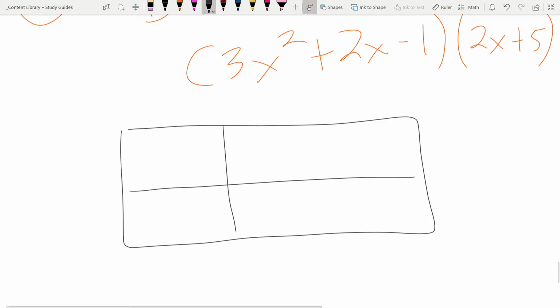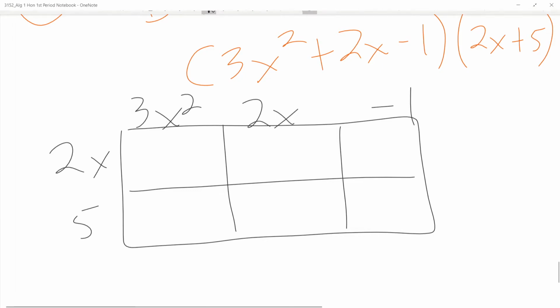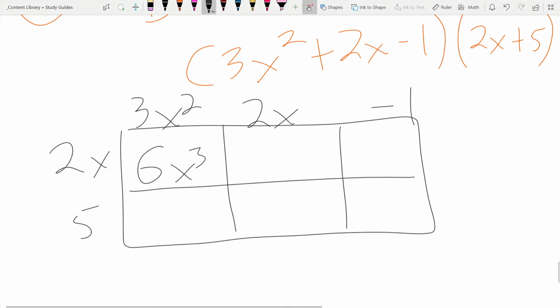We're going to have 3 columns for our 3 terms: 3x squared, 2x, minus 1. We're going to have our 2 rows, which is 2x and 5. And now we're just going to do the multiplication. 3x squared times 2x is 6x cubed. I want a different color. So 6x cubed. 2x times 2x is 4x squared.